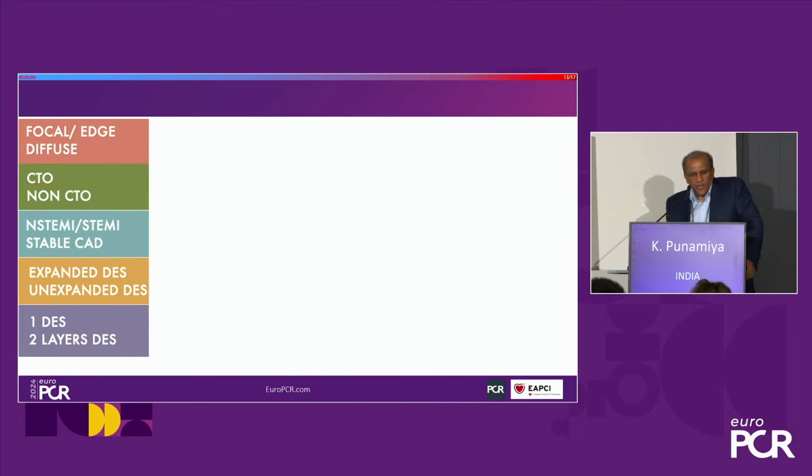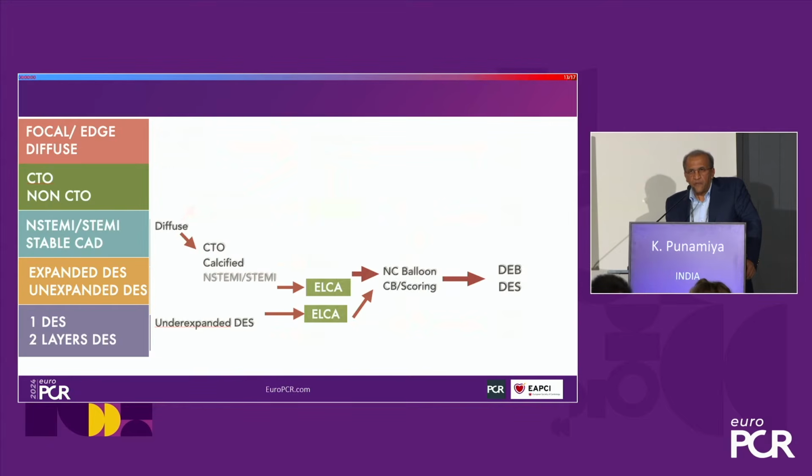Just to tell you our view on how we position laser in this group: for this particular case, it was diffuse, there was a CTO, it was calcified, and it was an underexpanded DS that we saw. ELCA would be our go-to device for this as a first one, and I recommend that strongly. Then an NC balloon, a scoring balloon, or any normal balloon that you would choose to make the next dilatation, and you can proceed to a DB. Seldom we might need to go to other devices to further treat those deeper layers of calcium. That may be an option.